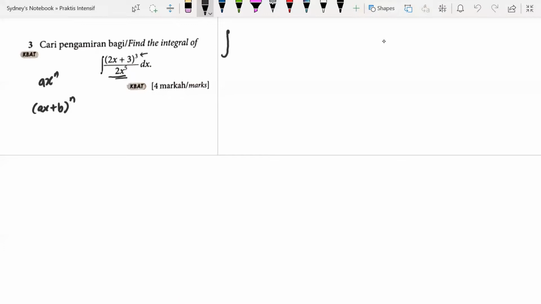Now, when we expand 2x plus 3 raised up to the power of 3, we can write it like this: 2x plus 3 squared times 2x plus 3, and then over 2x to the power of 5, dx. Okay, so we expand one by one. There's a fast way to solve this question. I'll show you later. Okay, stay tuned.